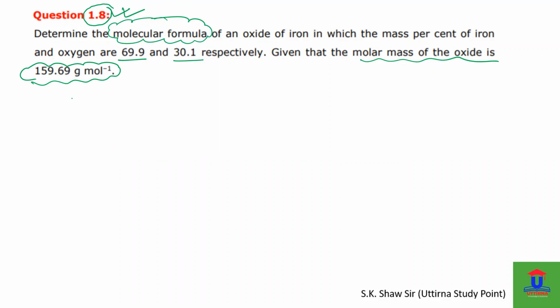So you do not need to calculate everything again. Just write down the empirical formula. Empirical formula is equal to Fe2O3. And go ahead from this point.